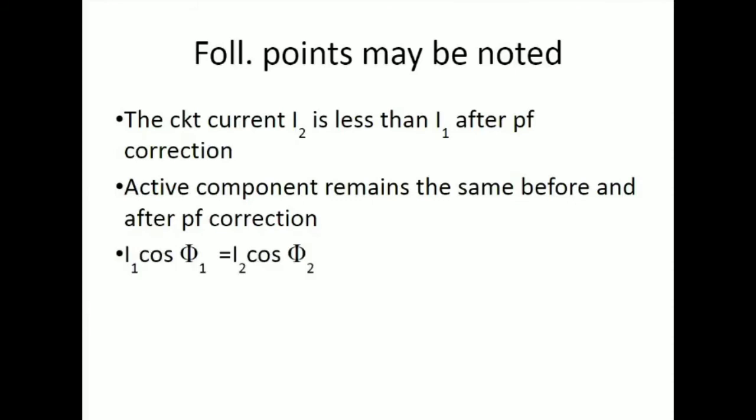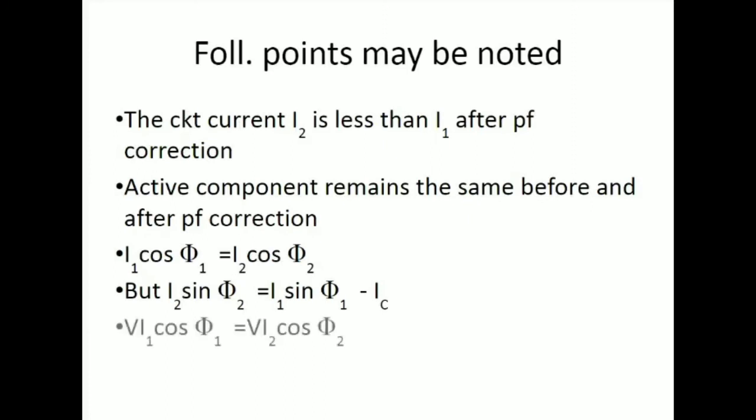So I1 cos phi 1 is equal to I2 cos phi 2 from the phasor diagram. That is, the real part remains the same, or the active component remains the same, for the resistive portion. But the reactive component I2 sin phi 2 becomes equal to I1 sin phi 1 minus IC.